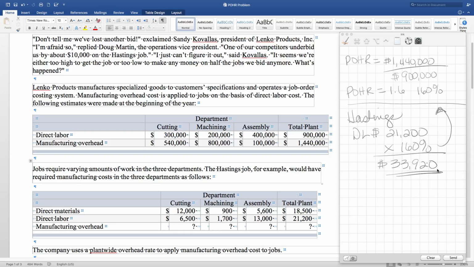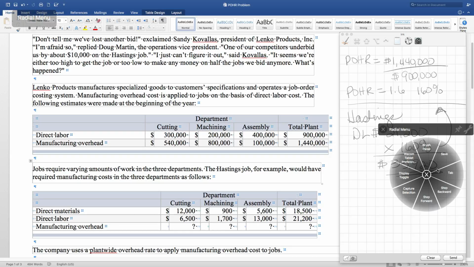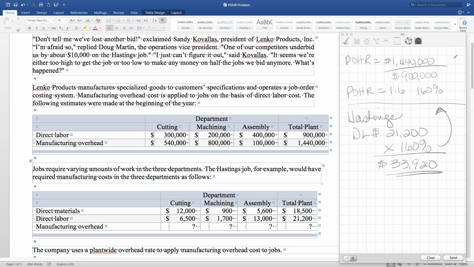All right. So again, we calculated a predetermined overhead rate based on our estimate of costs for the year, and then we use that rate to allocate manufacturing overhead to this Hastings job. So what would have been the total cost of this Hastings job?